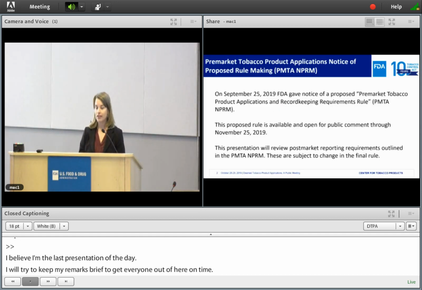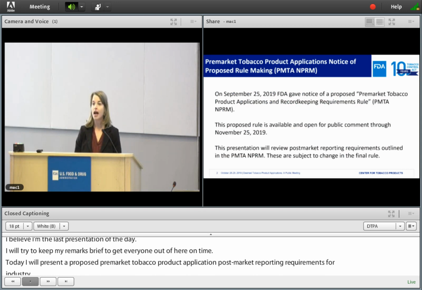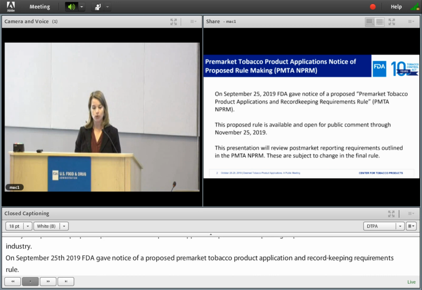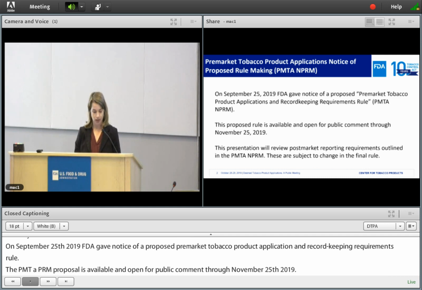On September 25th, 2019, FDA gave notice of a proposed pre-market tobacco product applications and record-keeping requirements rule, the PMTA PRM. This proposed rule is available and open for public comment through November 25th, 2019. This presentation will review post-market reporting requirements outlined within the PMTA PRM. Note these are subject to change within the final rule.